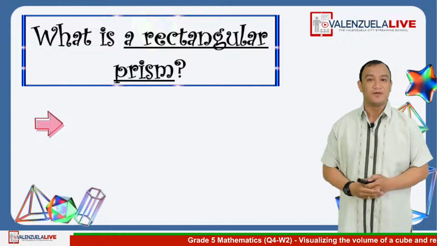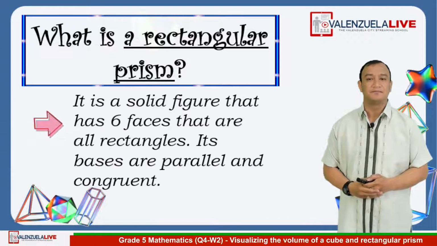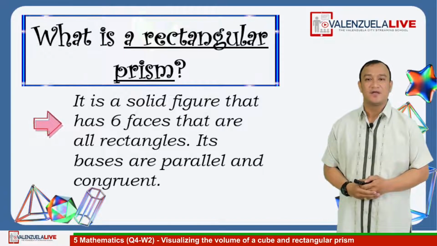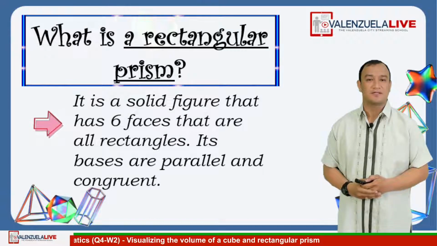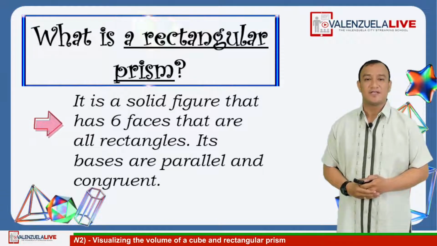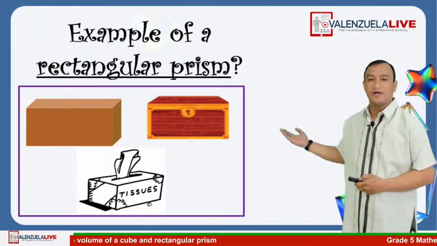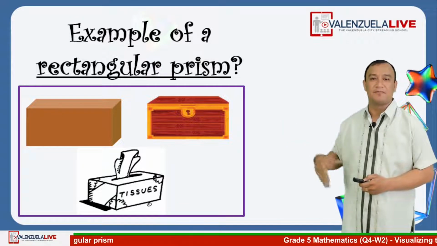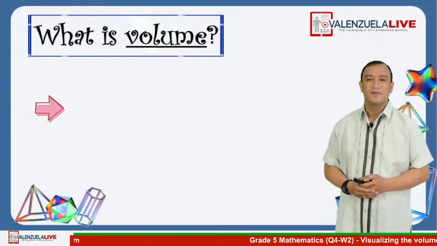Another solid figure is what we call the rectangular prism. It is a solid figure that has 6 faces that are all rectangles. Its bases are parallel and congruent. And these are examples of real-life objects which represent rectangular prism.